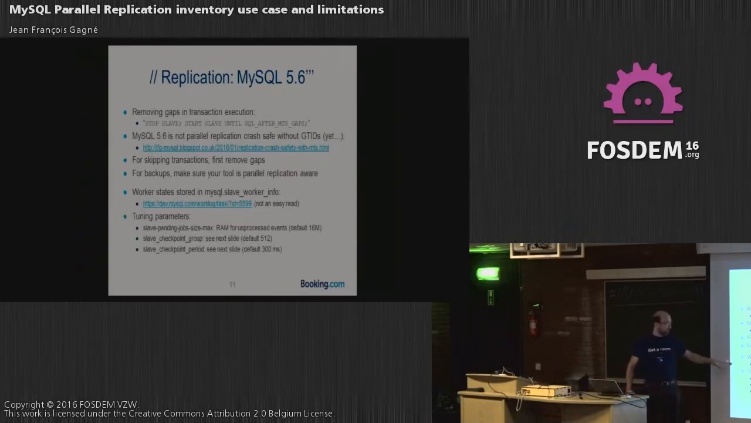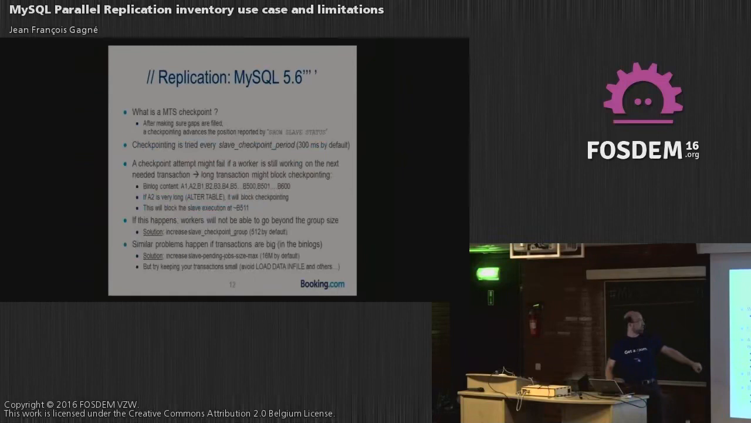And there are 3 tuning parameters for parallel replication, and we'll discuss those quickly. It's all about checkpointing. I've discussed what a checkpoint is, and a checkpoint is tried every slave checkpoint period. So this is a parameter. By default, every 300 milliseconds, the SQL thread, the coordinator thread, will try to advance the position of show slave status. But if the next transaction is still running, because it's long, it may be a long ALTER TABLE, it will not be able to advance this checkpoint.